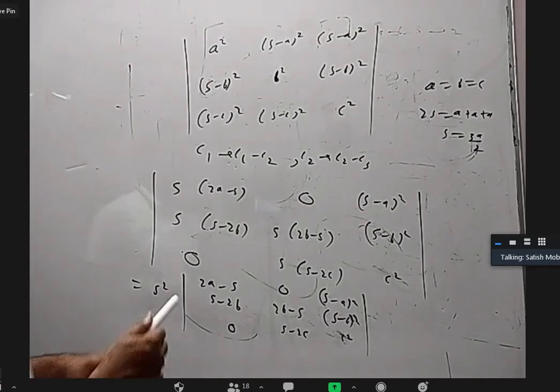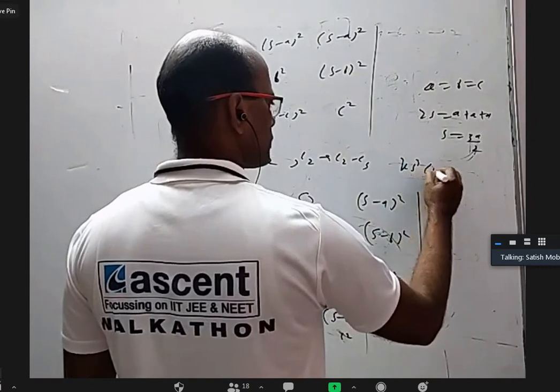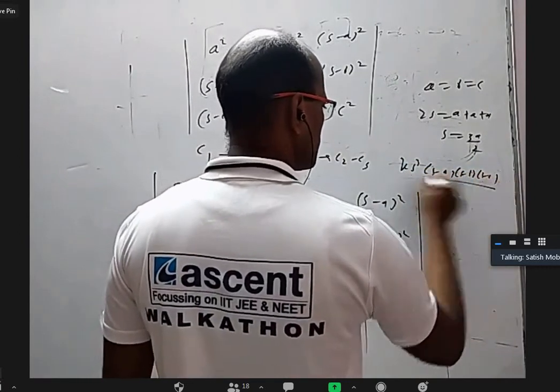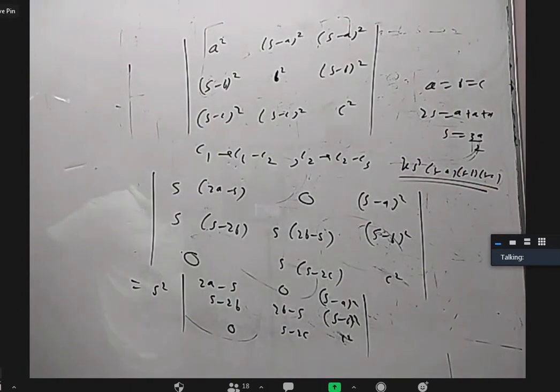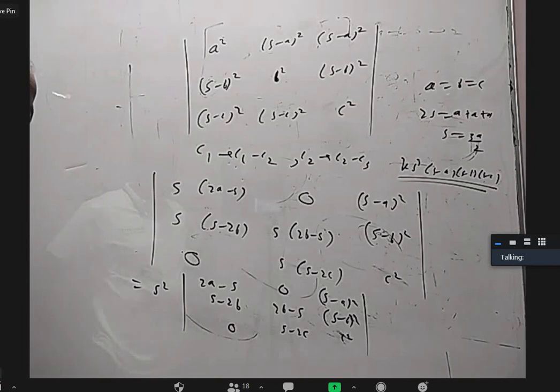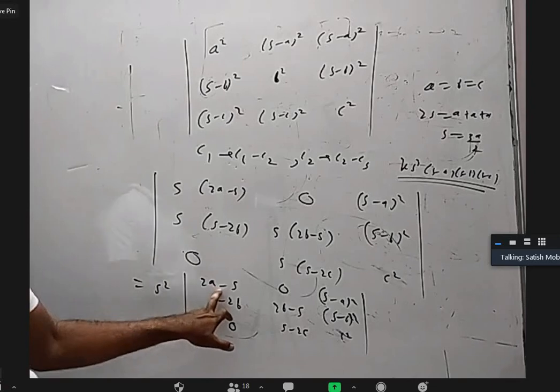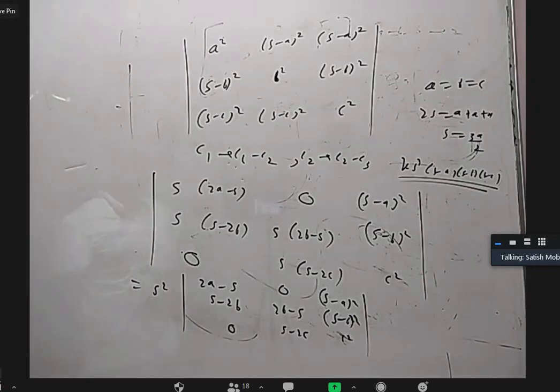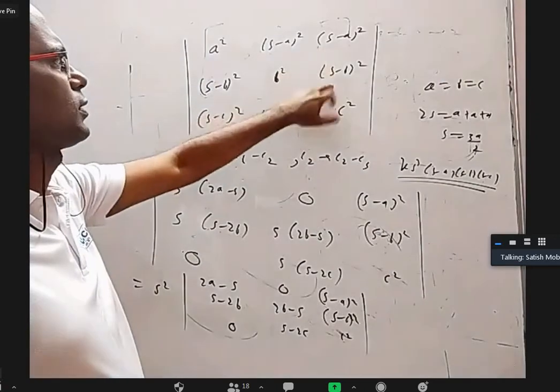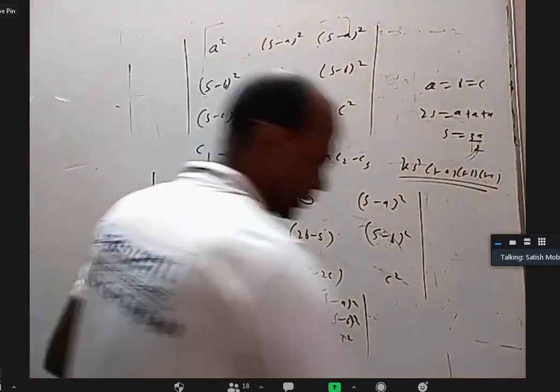Still I have to get the answer, which is something like K into S cube into S minus A into S minus B into S minus C. How can I get S minus A common here? I can write this as A plus A minus S, so there is an S minus A. Actually, I can take S minus A as X, S minus B as Y. That is easier. Let me just try one more thing.